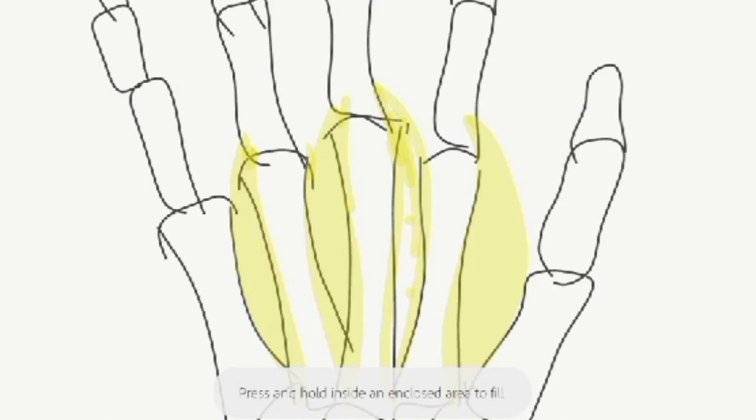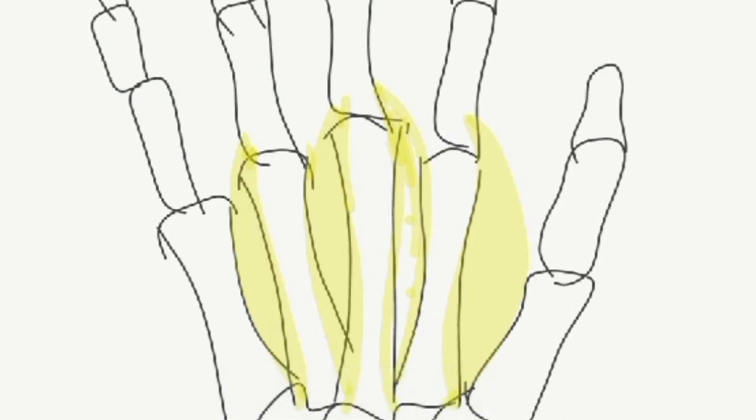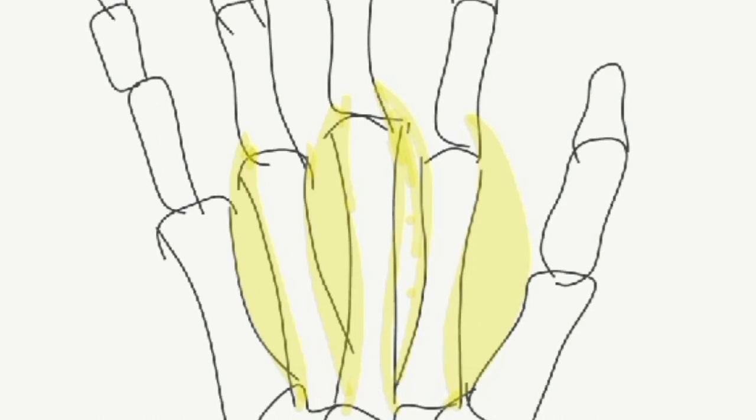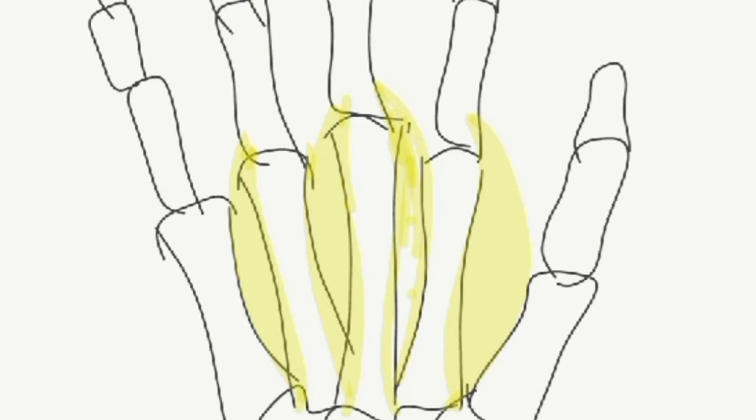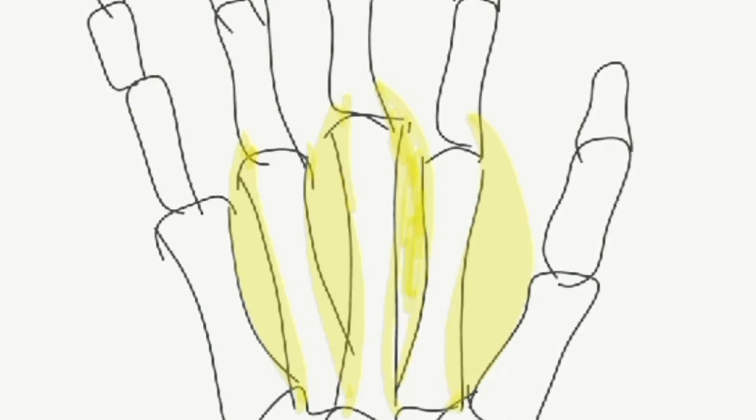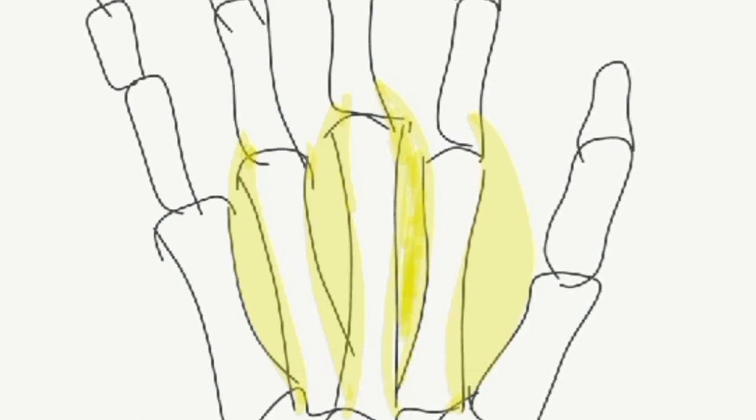The action of the dorsal interossei is abduction. The middle finger is already adducted, so when the middle finger is moved to both sides, it is an abduction of the middle finger. So it abducts the second, third and fourth digits.